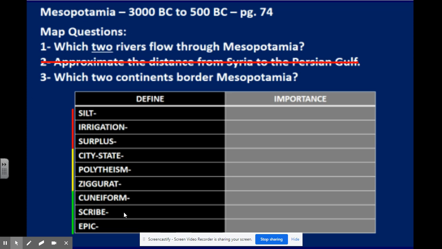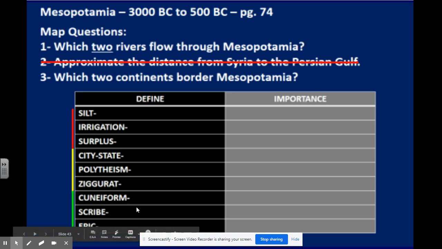Okay, last one, epic. An epic is a long poem that tells the story of a hero.